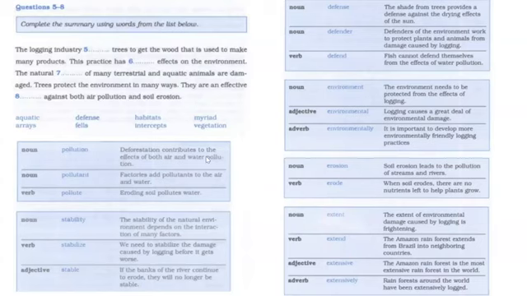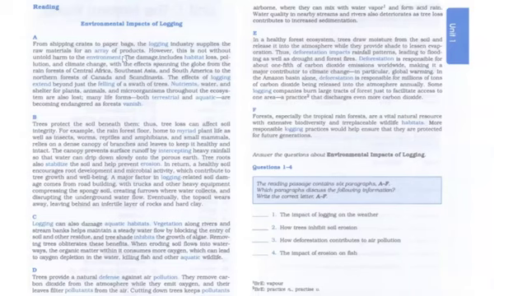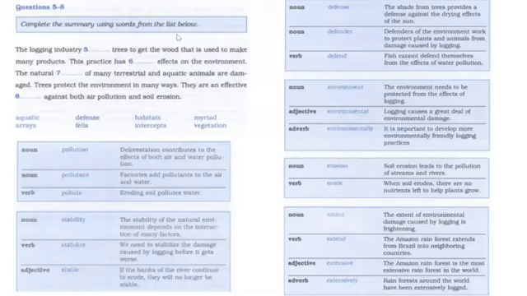Next one. This practice has several effects on the environment. Yes, you're right. If we go back to the text, the damage includes this and this, so you can see that they list. Here it says the effects of logging extend beyond just the felling of a swath of trees. So not only one impact, but several. Okay. Next one.